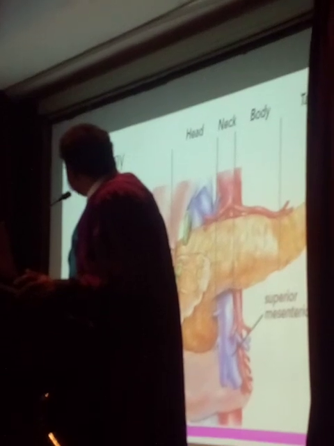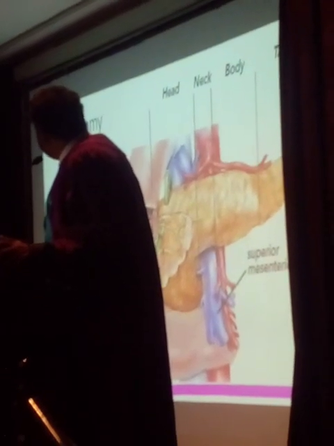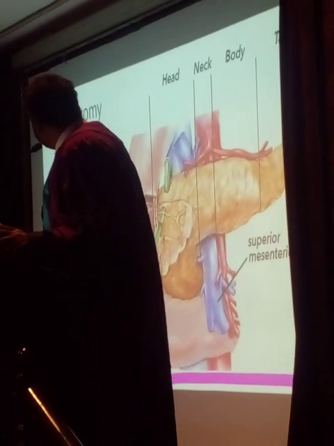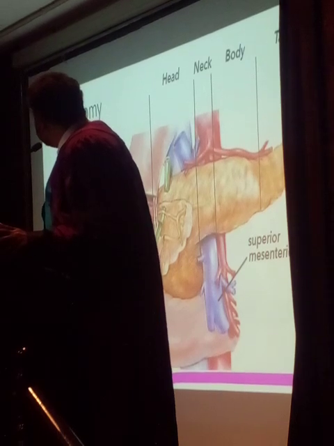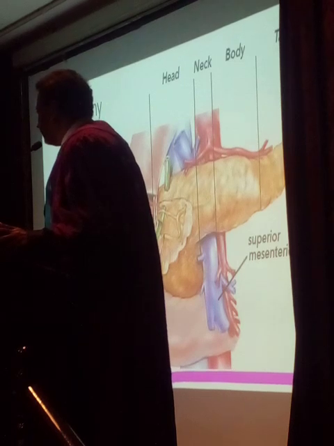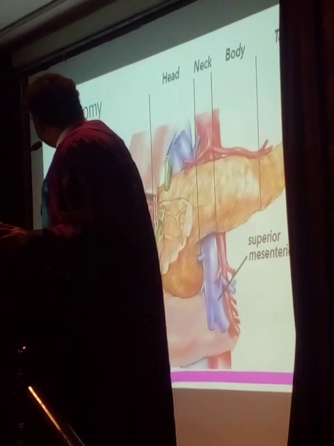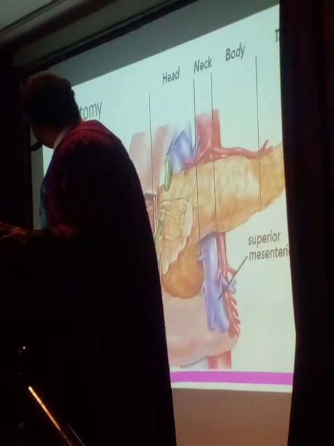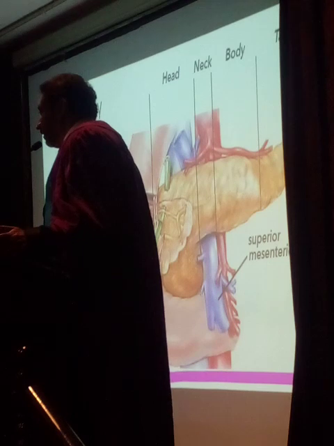It is very closely and densely adhered to the duodenum, especially the second part of the duodenum. It's basically inseparable from the duodenum without disrupting the blood vessels which supply that area. So it's virtually impossible to separate from the duodenum. And it is very closely associated with the portal vein, the superior mesenteric artery, the inferior vena cava, and the aorta.